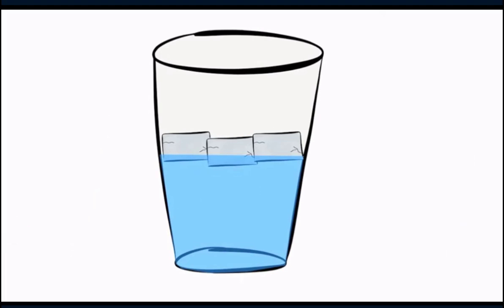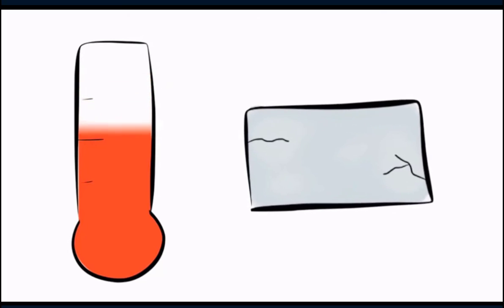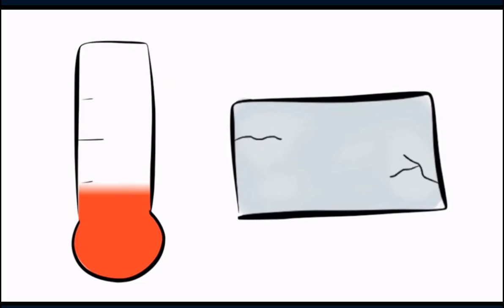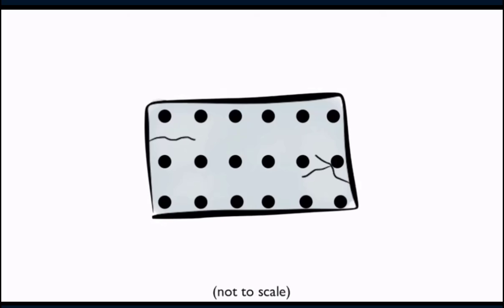Density also explains why ice floats. If you freeze water, it expands. Let's use the black dots to represent the atoms in water. When you freeze water, no new atoms are added to the water. So because of the expansion, there is more room between the atoms.